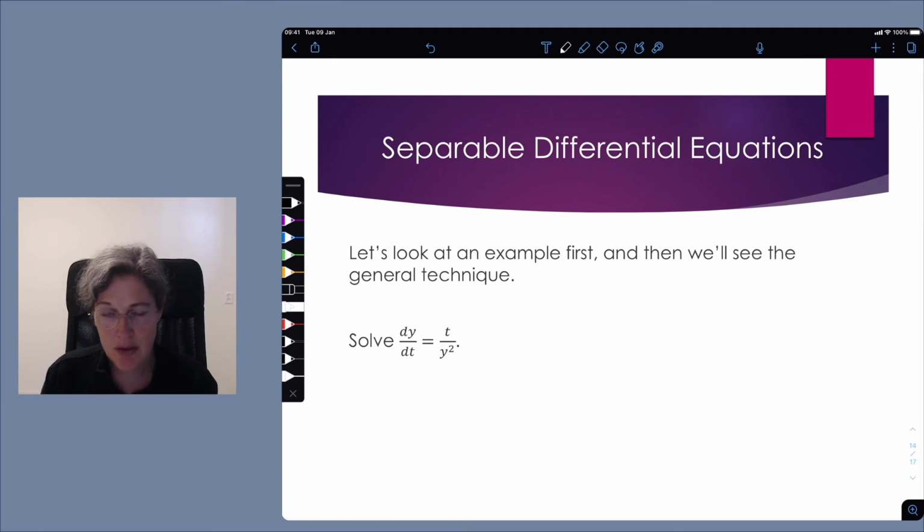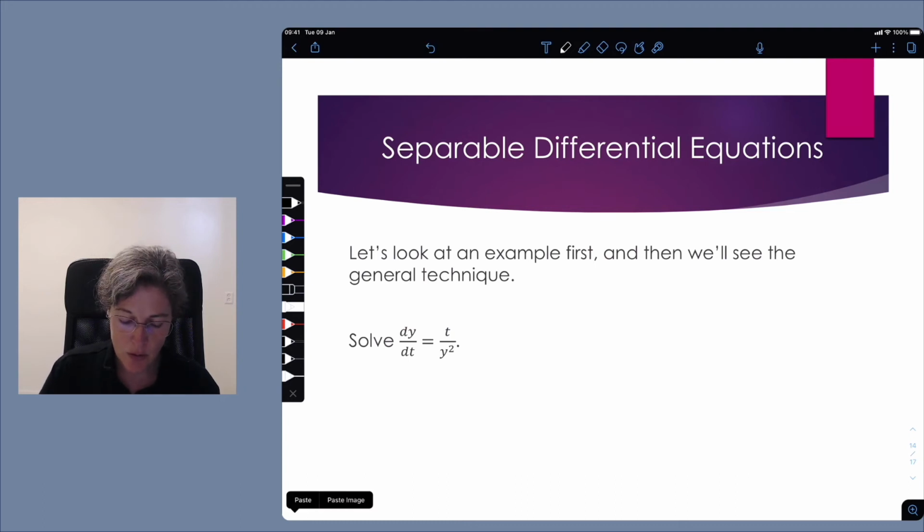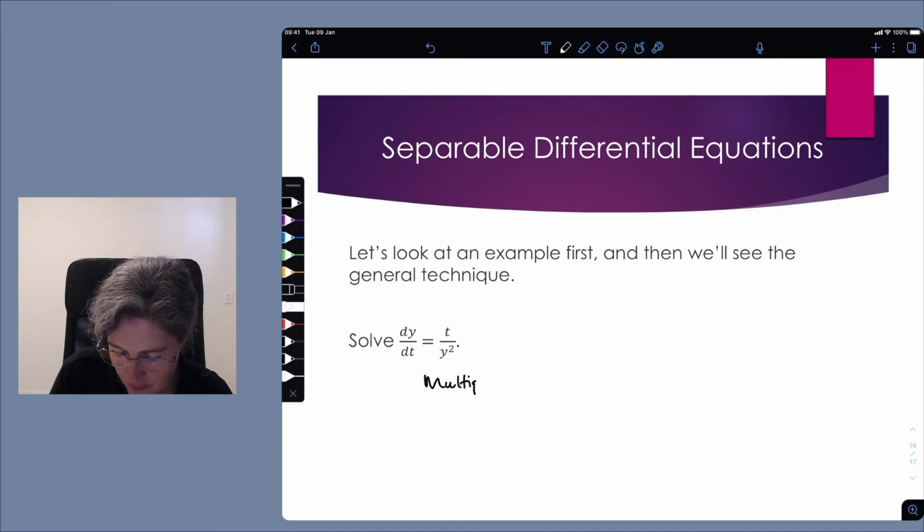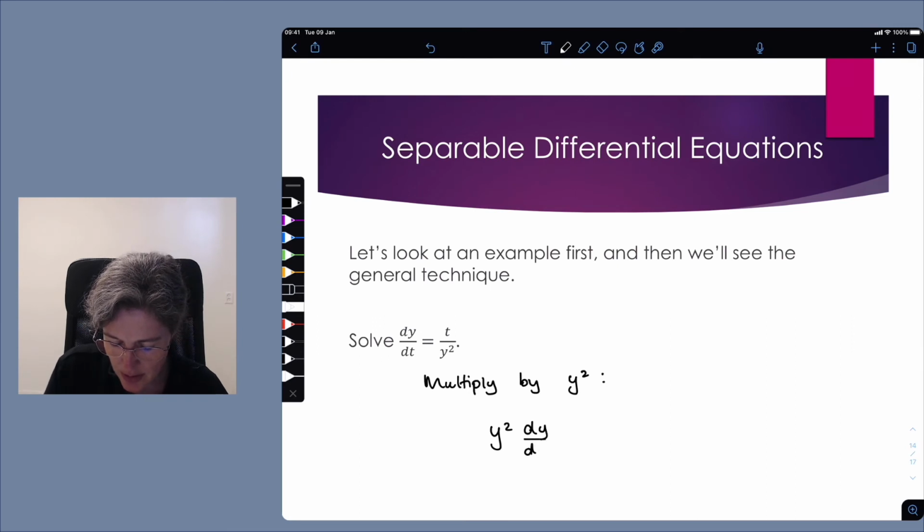Okay, so how do we solve separable differential equations? Well, let's look at an example and then we'll go and do the general case after that. So here's the differential equation we want to solve. We want to solve dy by dt is equal to t over y squared. The first thing that we're going to do is take everything involving y to the left and keep t's on the right. So we multiply both sides by y squared. That gives us y squared dy by dt is equal to just t.